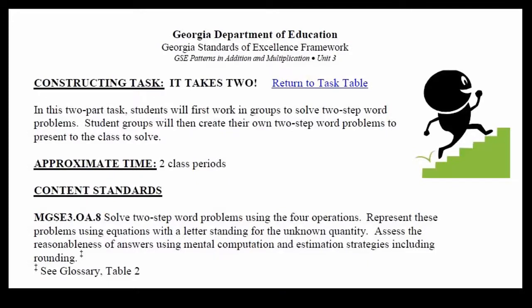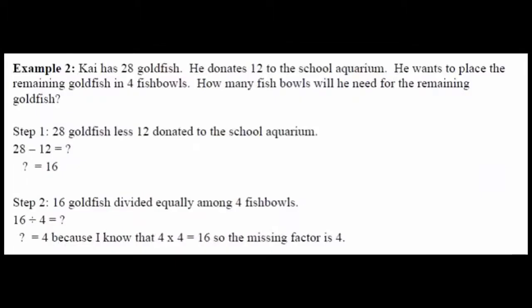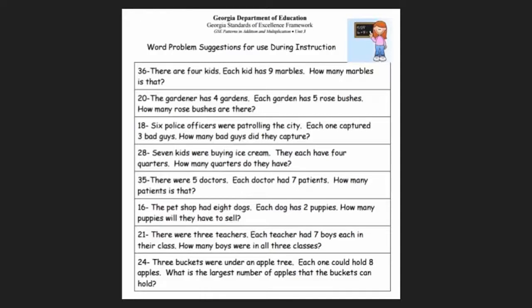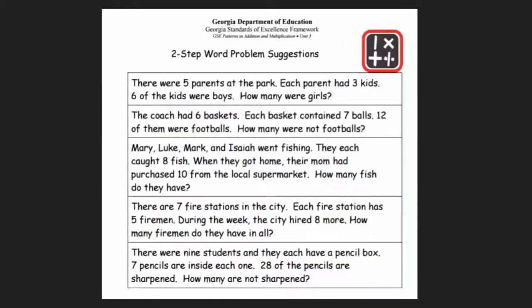This is a task from the frameworks in Unit 3 called It Takes Two. In this 2-part task, students first work in groups to solve these 2-step word problems. Then those student groups will create their own 2-step word problems to present to the class to solve. The next 2 slides are from the frameworks task, Hooked on Solutions. In this task, students practice solving word problems. Then they work in groups to create their own 2-step word problems.